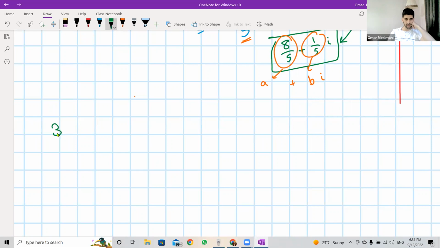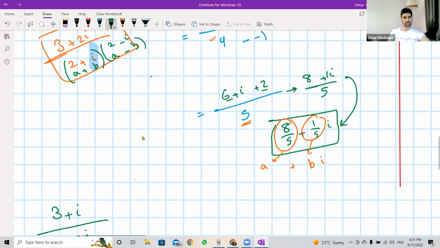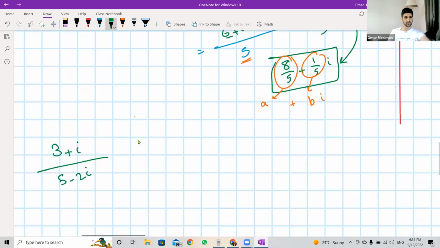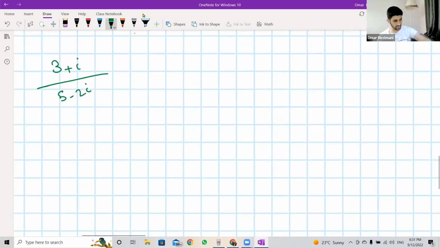I'm going to do it right now like that. I don't know why I'm stuck with 3 today, 3s and 2s. 3 plus I divided by 5 minus 2I. You'll have fun. Is it the same? I guess it's the same. Have fun with this.